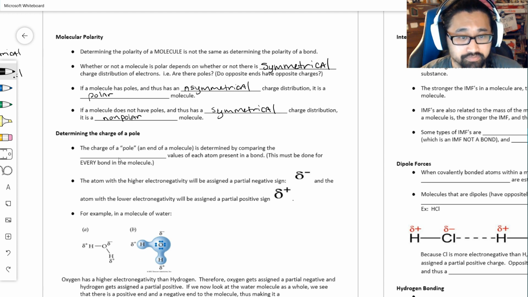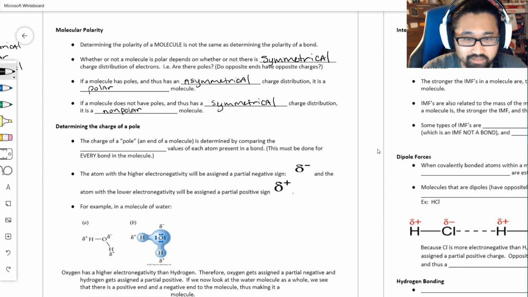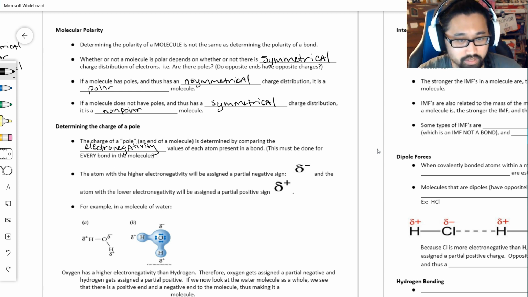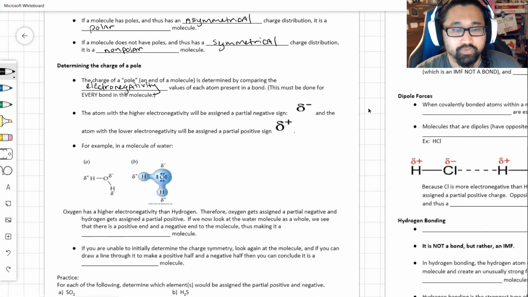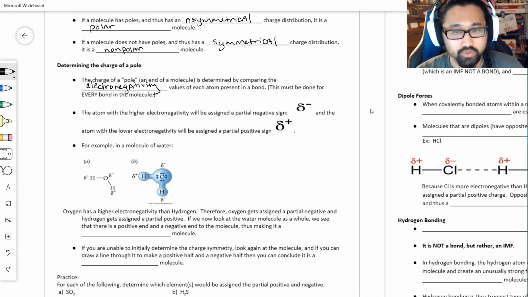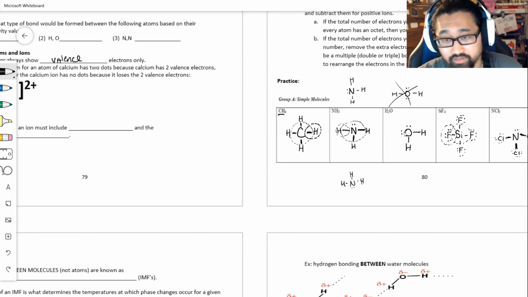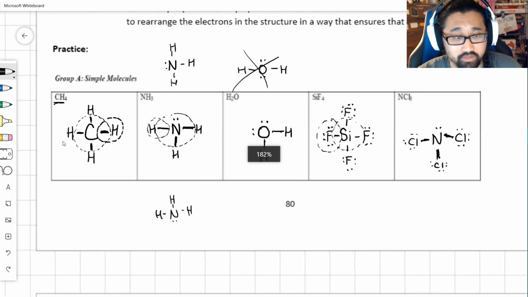Determining the charge of a pole. The charge of a pole, the end of the molecule, is technically determined by comparing the electronegativity values of each atom present in a bond. Technically, you have to do it for each bond. Realistically, you can look at it just by the shape. Wherever the free pair of electrons exists, that's going to be the negative side. So I can just look at these molecules.